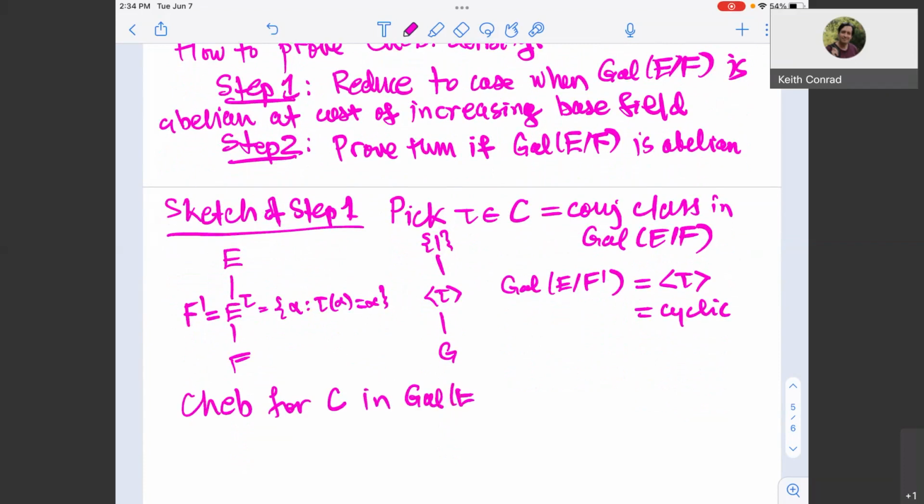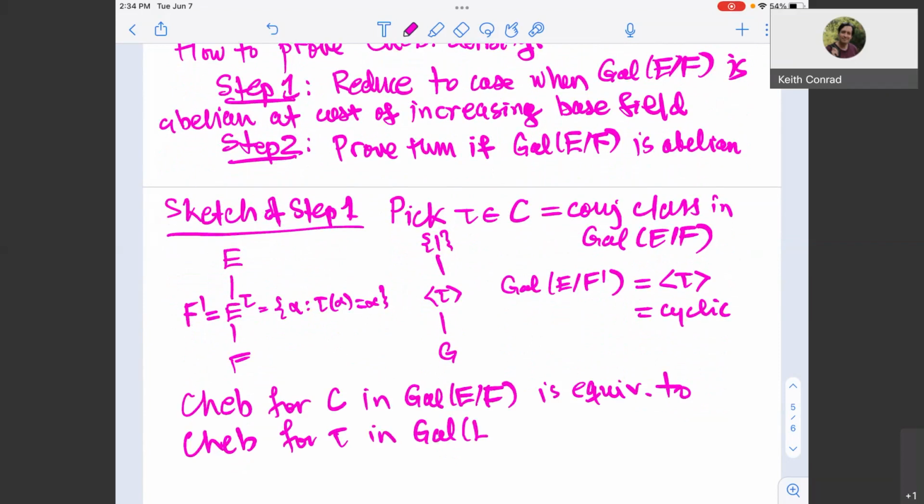in this Galois group, this general case, is equivalent to the Chebotarev density theorem for this individual element in this cyclic Galois extension. If you change to a different element in the conjugacy class, there might be a different fixed field, and so you might have a different cyclic Galois group. So the statement of Chebotarev for the conjugacy class in that Galois group is equivalent to the statement of Chebotarev for this individual element in this cyclic Galois group.